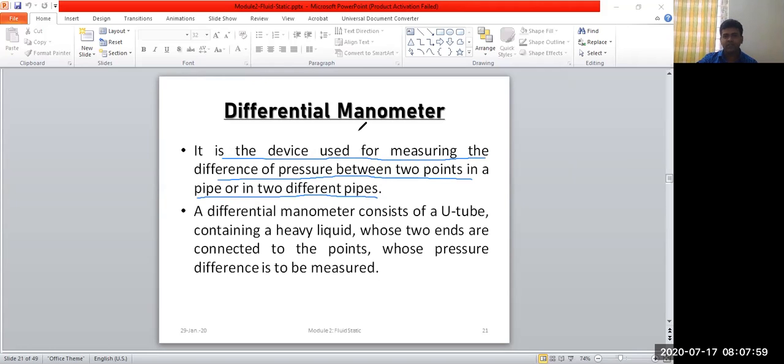This differential manometer consists of a U-tube containing, it may be the heavy liquid, it may be the light liquid also. In case of light liquid, it is called inverted differential manometer. Generally it consists of heavy liquid, and two ends are connected to the points where the pressure difference is to be measured. Better you see the picture, it will be more clear to you.